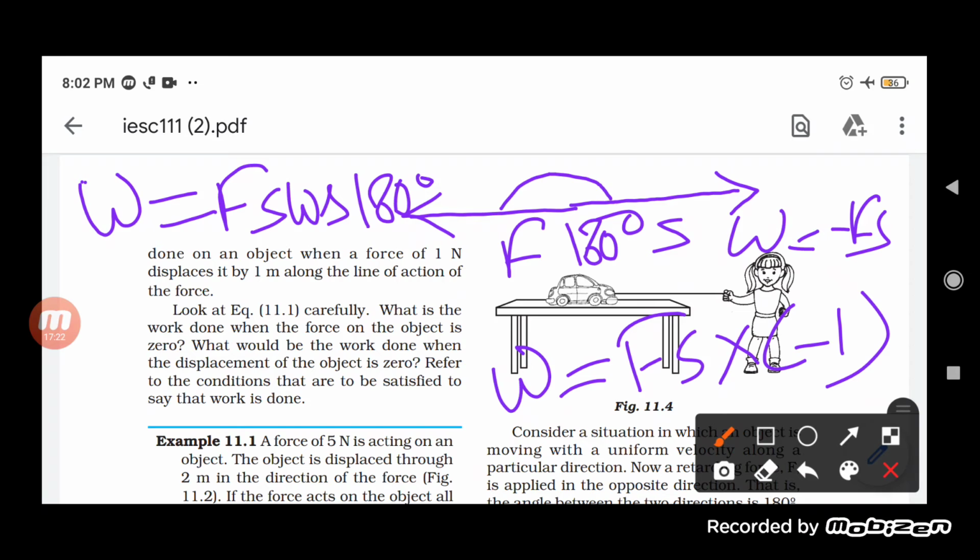So by this we have understood that if either the displacement or the force is in the opposite direction, then the work done will be the negative work done. So the angle made by the force and the displacement must be 180 degree. Only then we will get the value of the work done as a negative work done.